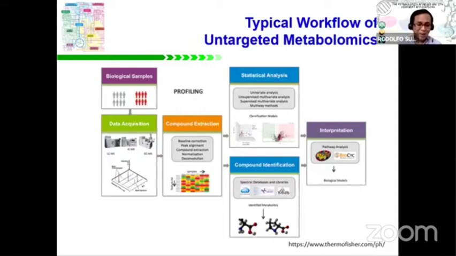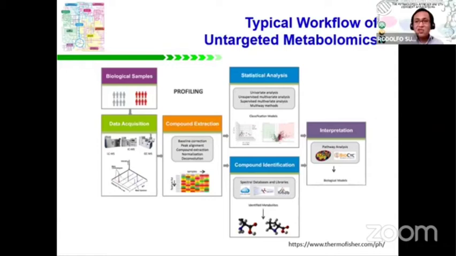Now, the untargeted metabolomics typically involves these steps, okay? You have the profiling, you have the compound identification, and you have biological interpretation at the very last panel. Now, I should include statistical analysis. It was discussed in detail by Dr. Lacerna. It is actually part of the chemometric analysis.